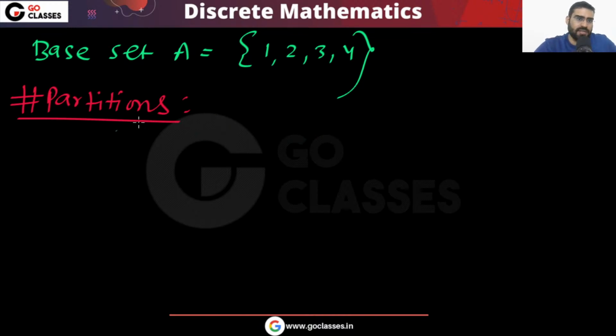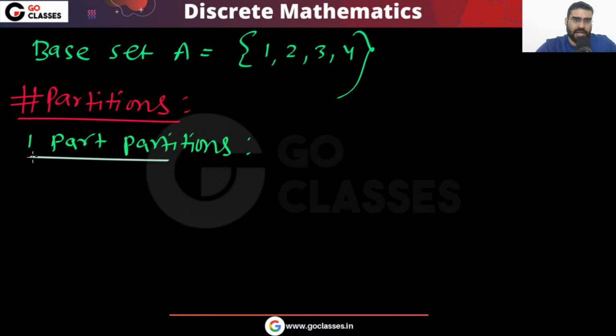So you can go step by step. How many partitions are there? First, you can calculate how many one-part partitions there are. Tell me, how many one-part partitions will there be? Only one, yes or no? That number of ways will be only one, because you have one part.